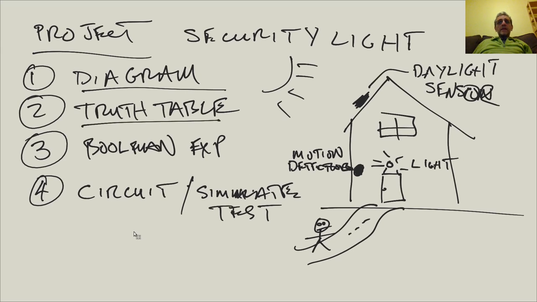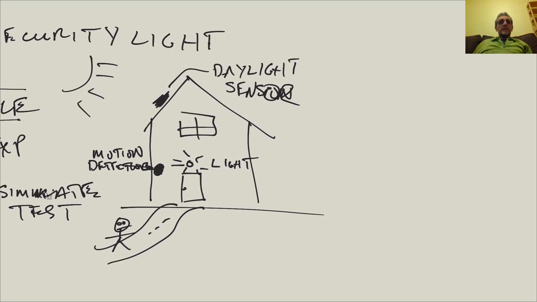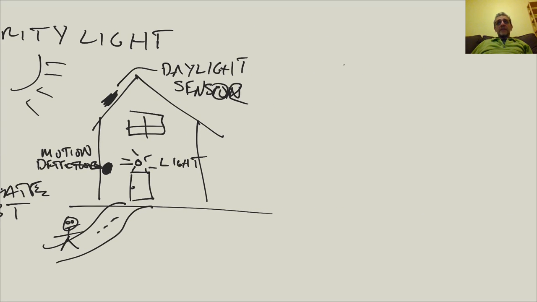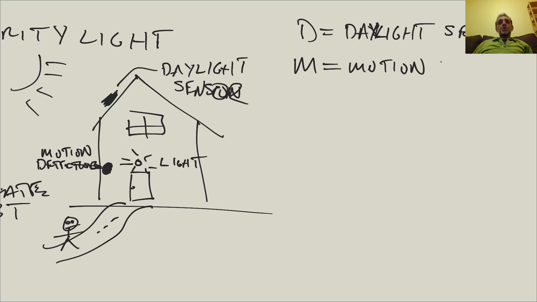Now what we need to do is make the truth table. Let's move this over a little bit so we can still see the diagram. I'm going to abbreviate some things. D is going to stand for the daylight sensor, and M is going to stand for the motion detector.